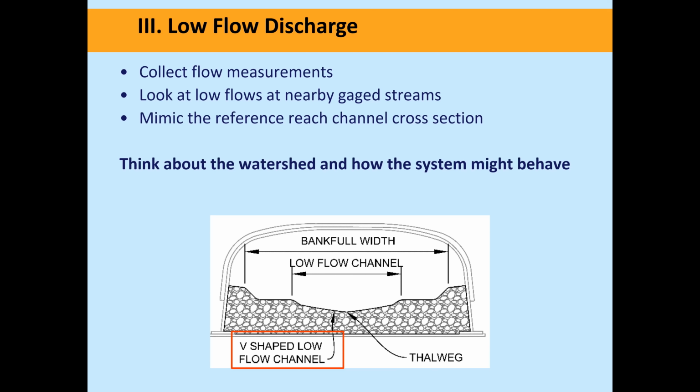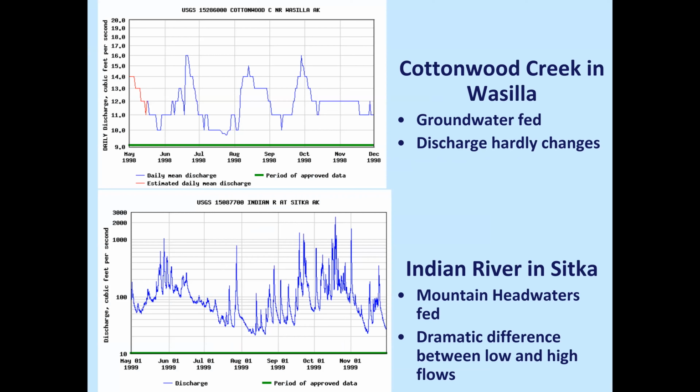But going back to that original slide, just think about the local hydrology, how the hydrograph might be behaving, what kind of system you're working with, and what's feeding the stream in terms of water. And to drive that home, here's a slide showing 2 different hydrographs, Cottonwood Creek in Wasilla, and the flow really doesn't change, 10 to 20 CFS. On that one, you could use your reference reach, and you'll probably stay wetted the entire year round, and you don't have too much to worry about.